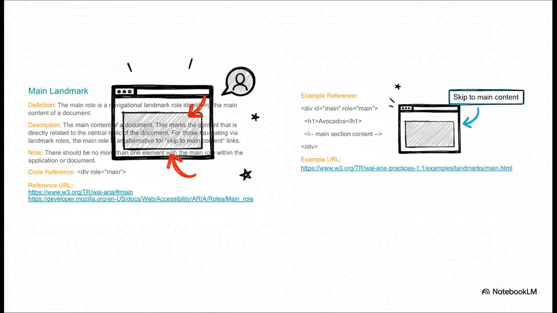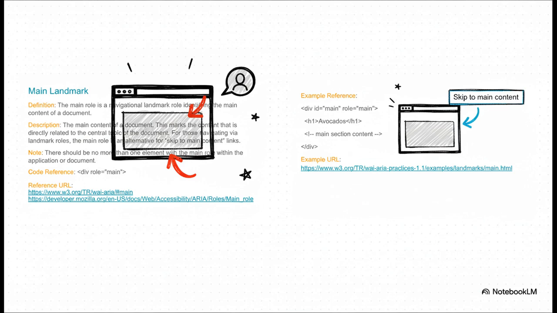Next up is what I think is probably the most important landmark of all, main. This role does exactly what it sounds like. It tells the user, this is it. This is the main content of the page. This is a total game changer, seriously. It lets someone skip right past all the headers and navigation menus and get straight to the reason they came to your site in the first place.